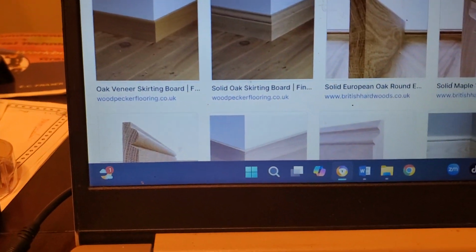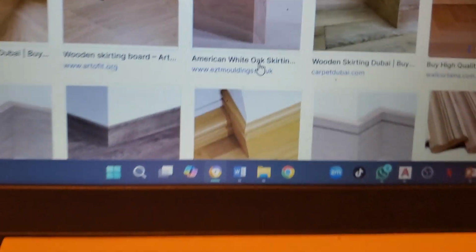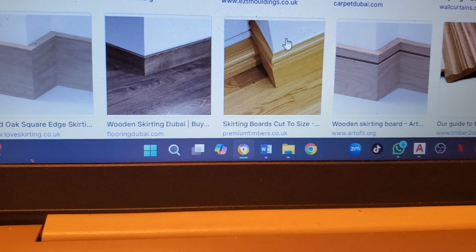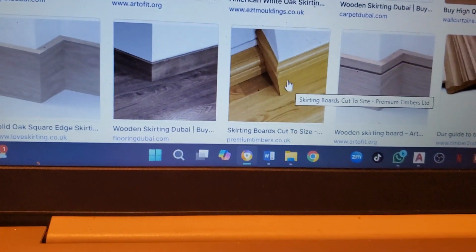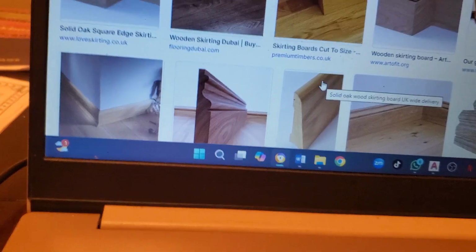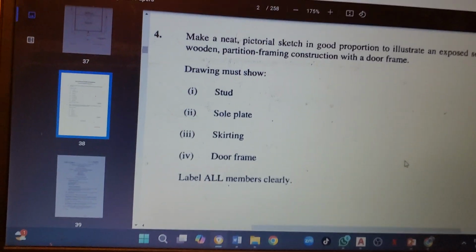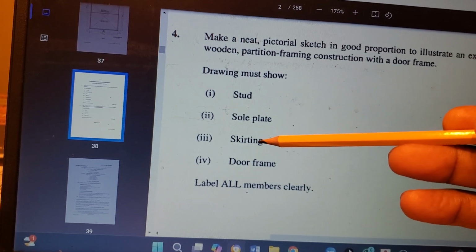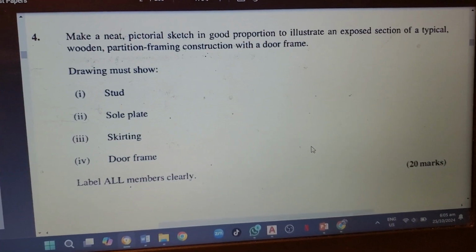So another example of skirting is this. Here's another skirting right here. Have another skirting here. So this piece of board that is placed at the base of the wall and the floor acts as a protection from damage and also enhances the appearance. So now that you're aware of all the different components, what a stud is, what a sole plate is, what the skirting is, and the door frame, it's now time for us to sketch this.